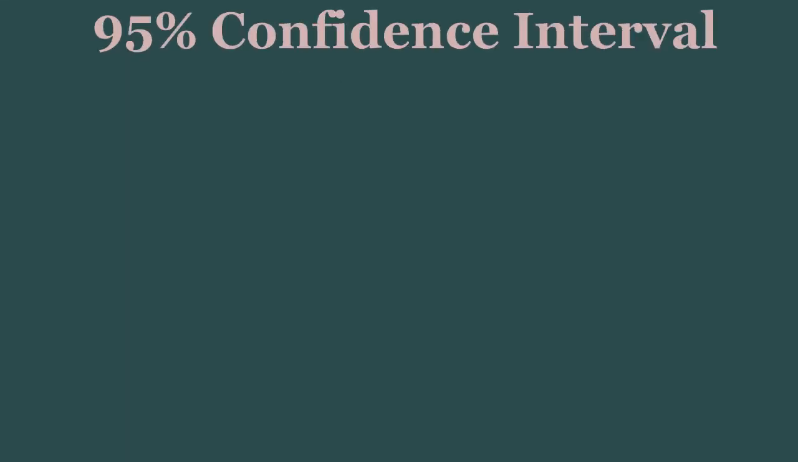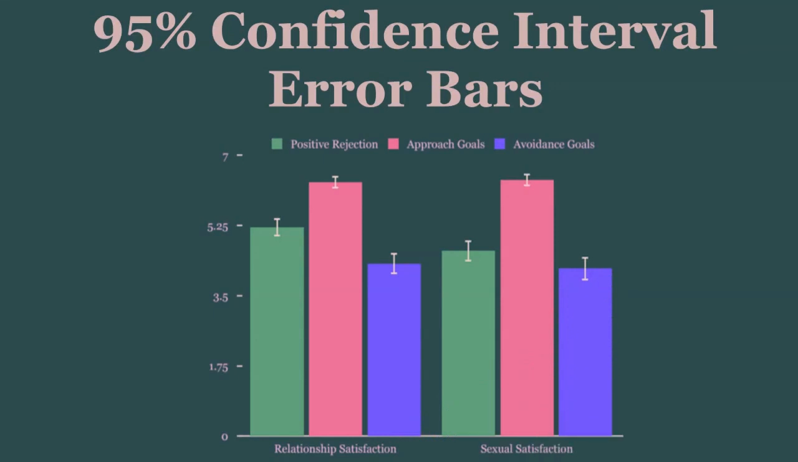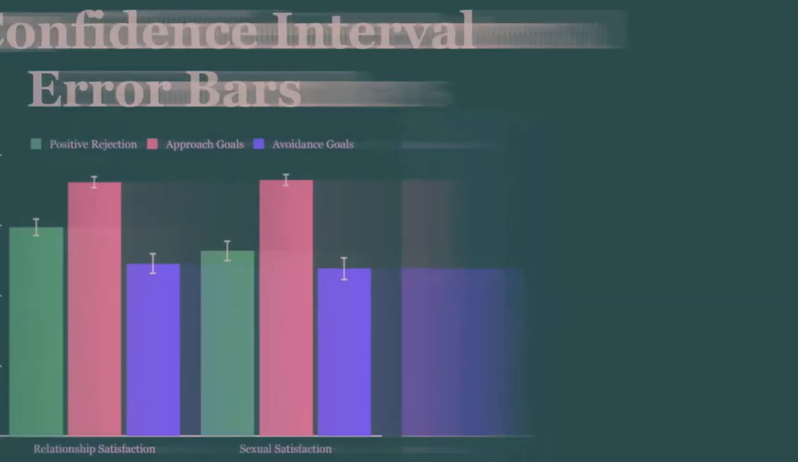The big advantage of using 95% confidence interval error bars is that viewers can easily judge whether the differences are significant or not. Simply check if the error bars overlap, and if they don't, the means are statistically different. That same non-significance is now much easier to see, as well as the significance of the other differences.